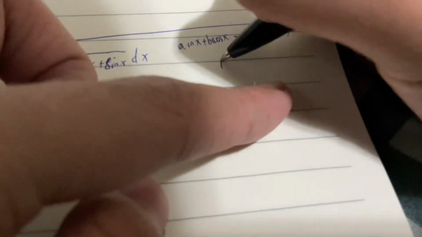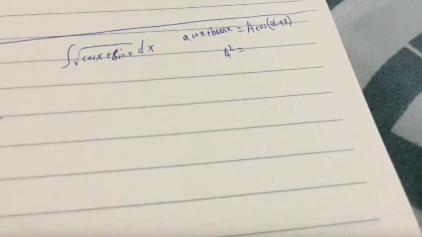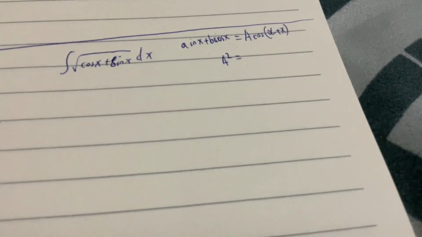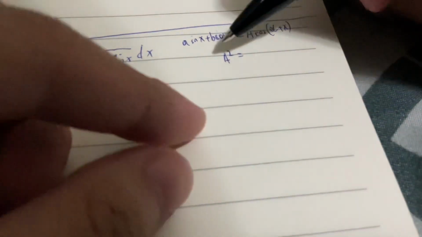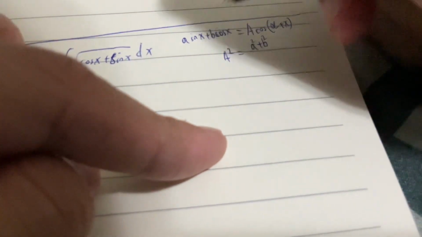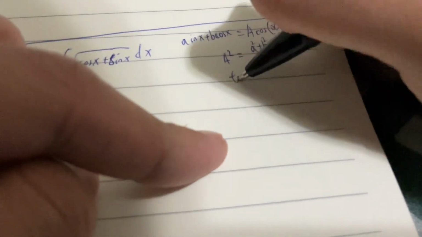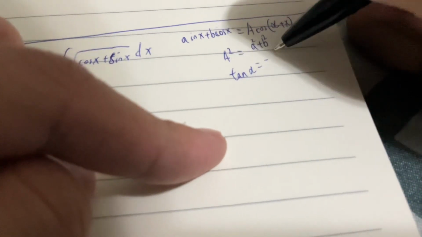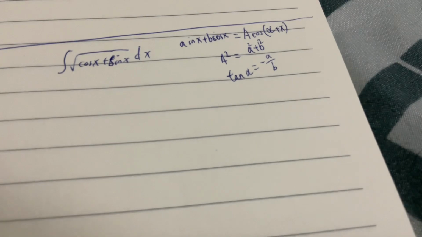Big letter A squared. I'm not going to isolate what our A is here because you get 2 different answers. And then our A squared is just equal to a squared plus b squared. And then here, tangent of our alpha will be equal to negative a over b, small letter a over b. Here's the identity.